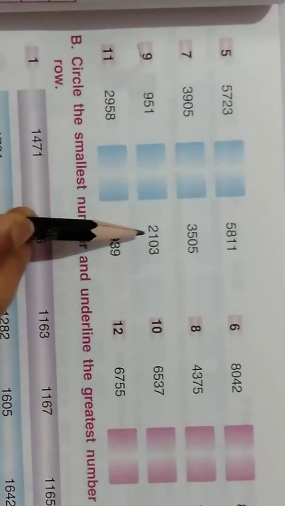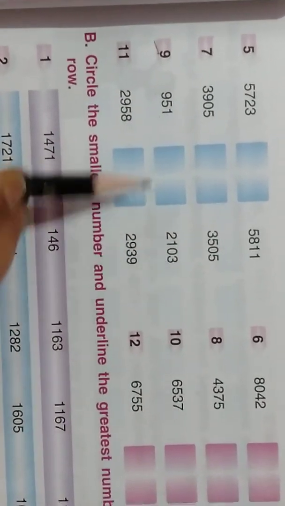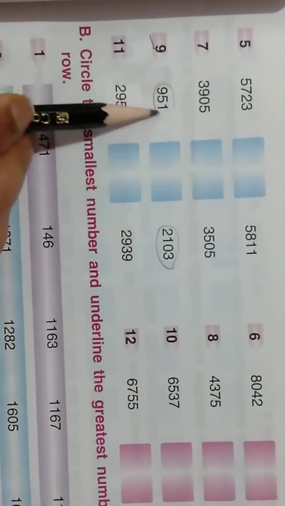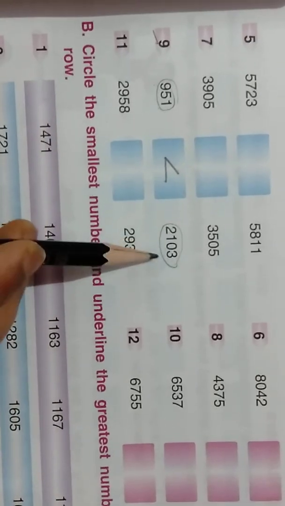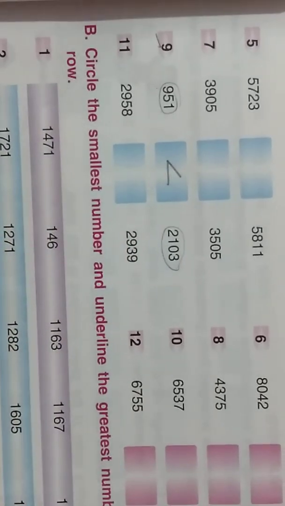Now let's do question number 9. This is 951, this is 2103. I told you this is a 4-digit number, this is a 3-digit number. So which one is greater? Automatically 2103 is greater than 951.